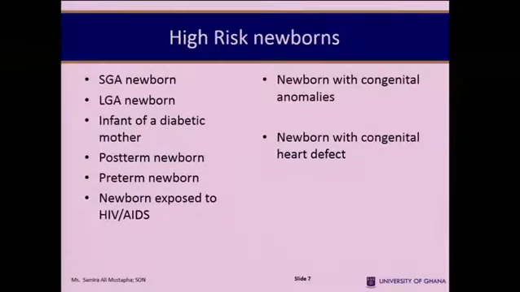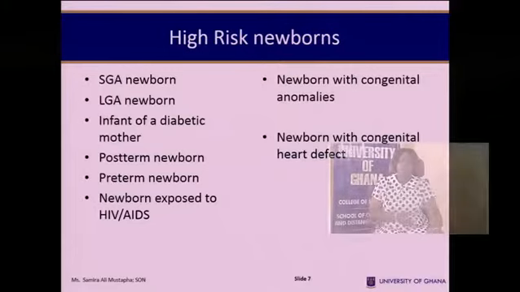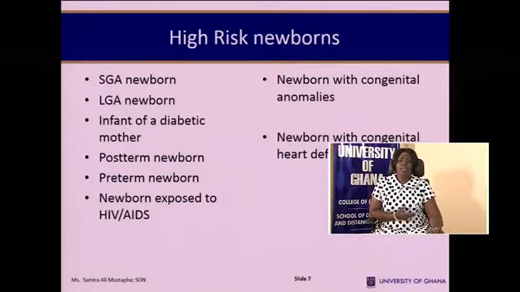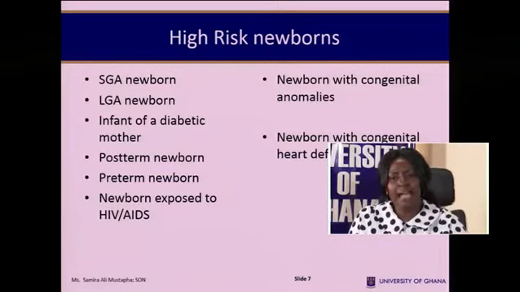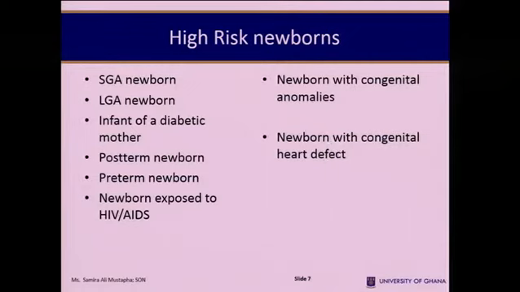It's important to note that a baby that is small for gestational age, a large-for-gestational-age newborn, the infant of a diabetic mother, the post-term newborn, the preterm newborn, the newborn of an HIV-positive mother, and the newborn with various congenital anomalies, especially cardiac, and more are exposed, or categorized, or considered high-risk newborns.